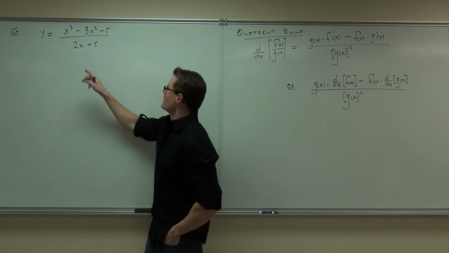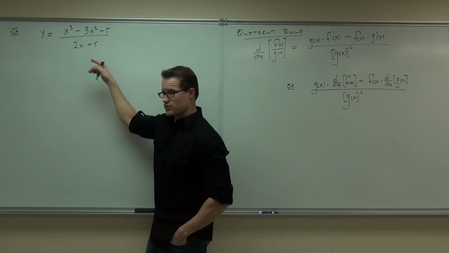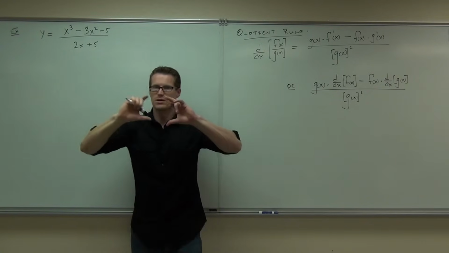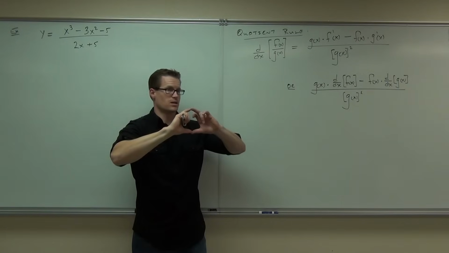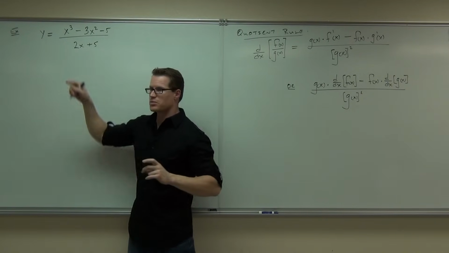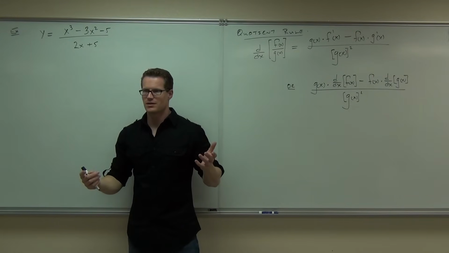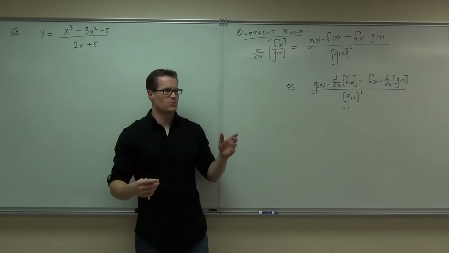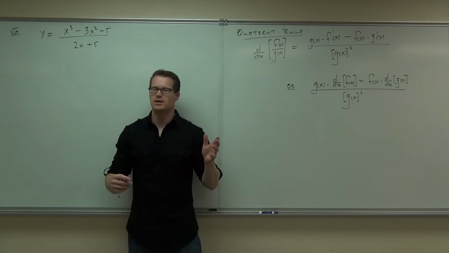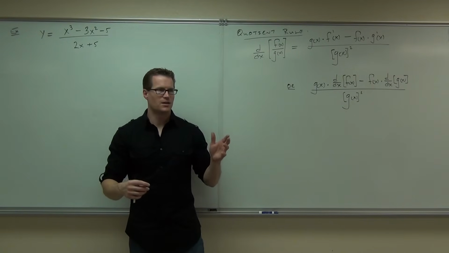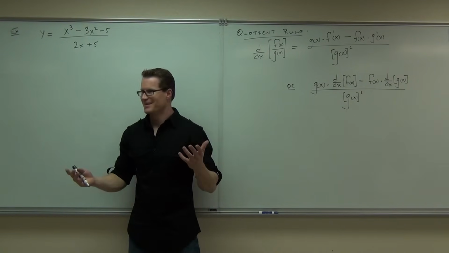You can't say x cubed over 2x plus 5 is one term. You can't do that anymore. You can't separate this 2x plus the 5. You see what I'm talking about there? Now there might be a way if you multiply by the conjugate. No, even that would make it worse. Nothing good can come of this.